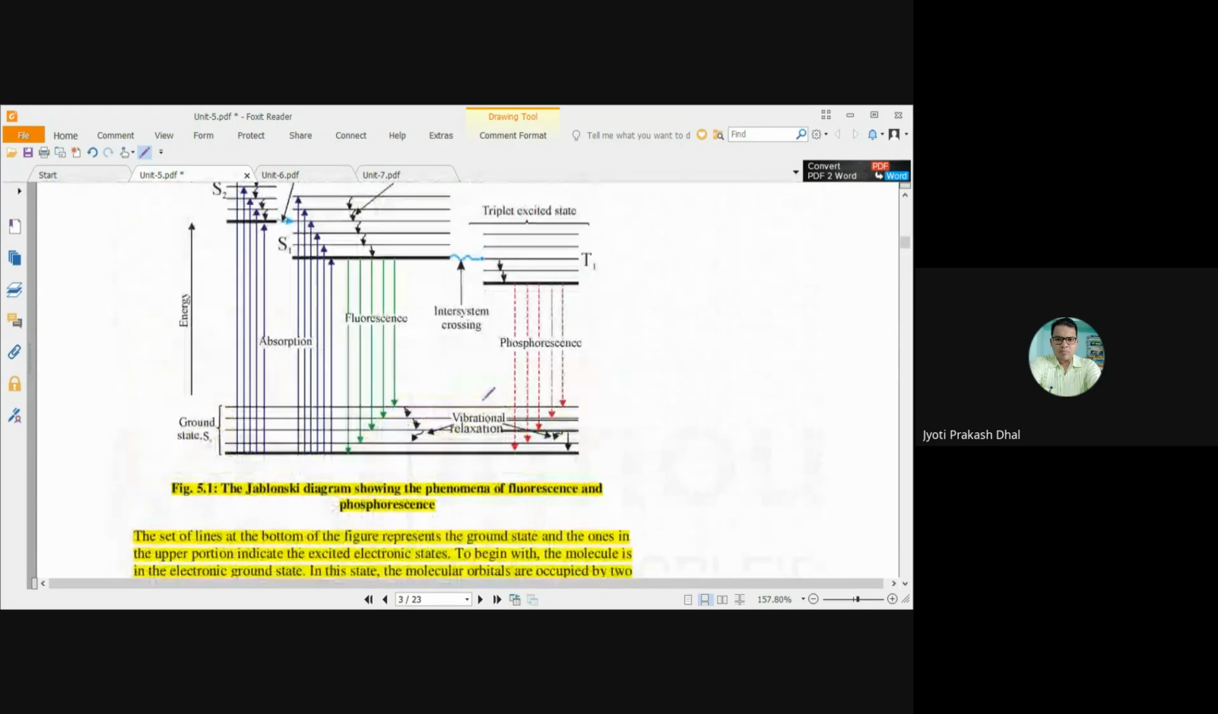So these are the transitions from the ground state to excited state. So these are vertical arrows. You can see these vertical arrows are shown in the Jablonski diagram. These are excitation of electrons from the ground state to the S1 state, and similarly, these arrows show excitation of electrons from the ground state to the S2 state.